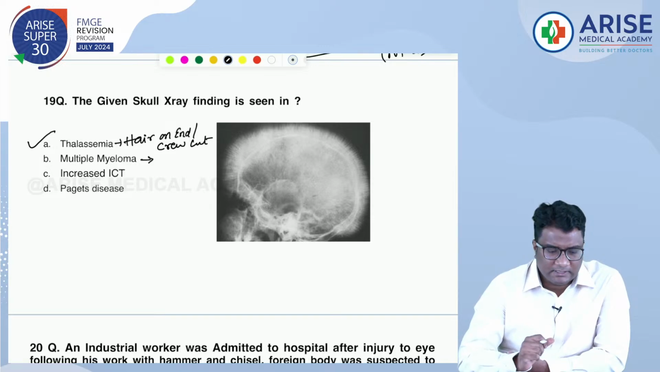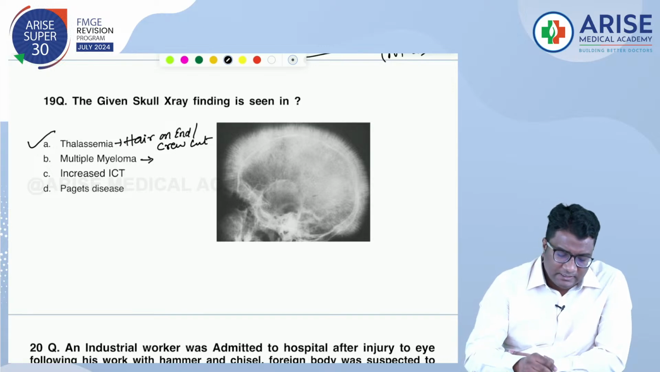What is the shape of the skull in multiple myeloma called? What is the appearance of the skull in multiple myeloma? You have multiple punched out lytic lesions. This is called as raindrop skull.